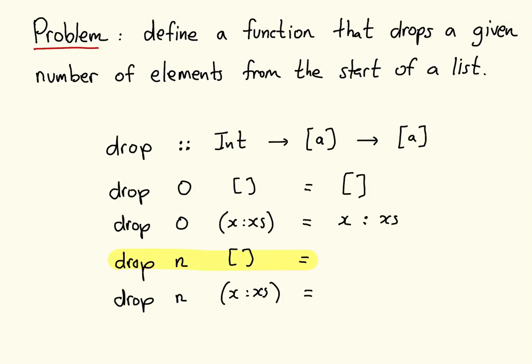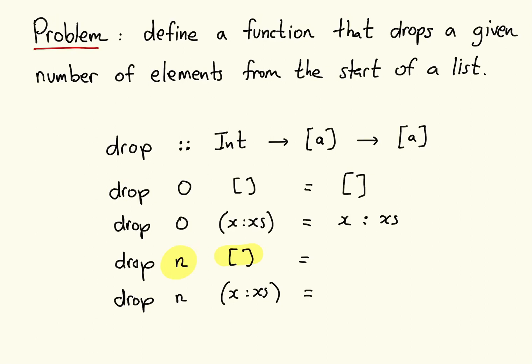Then we come to the third case, and here we have a choice to make. We know at this point that n is not going to be 0. So let's imagine it's going to be a positive number now. Suppose the integers are only positive here. So we're trying to drop a positive number of elements from a list which has nothing in it. Maybe we're trying to drop 5 elements from the empty list.